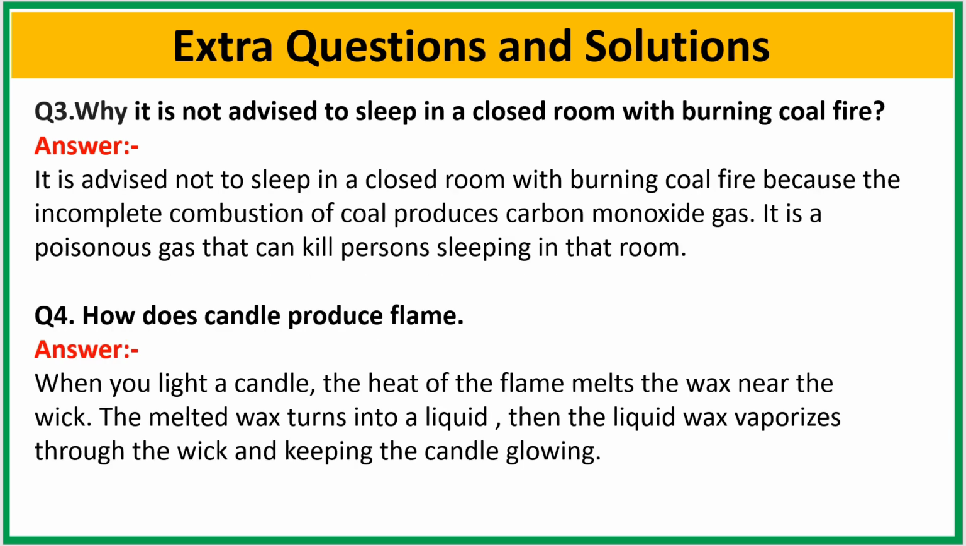Question number 3. Why is it not advised to sleep in a closed room with a burning coal fire? Answer. It is not advised because the incomplete combustion of coal produces carbon monoxide gas. It is a poisonous gas that can kill persons sleeping in that room. Then question number 4. How does a candle produce flame? Answer. When you light a candle, the heat of the flame melts the wax near the wick. The melted wax turns into a liquid. Then the liquid wax vaporizes through the wick, keeping the candle glowing.